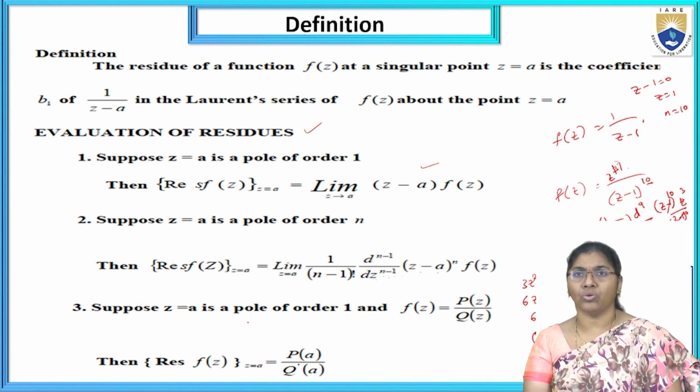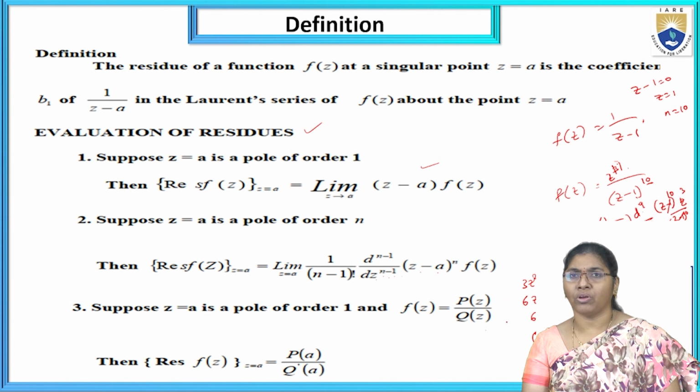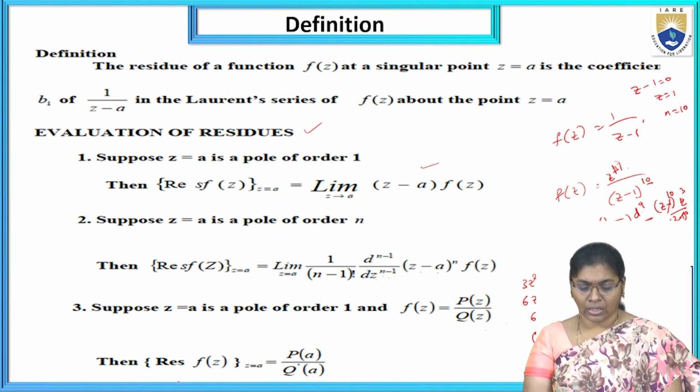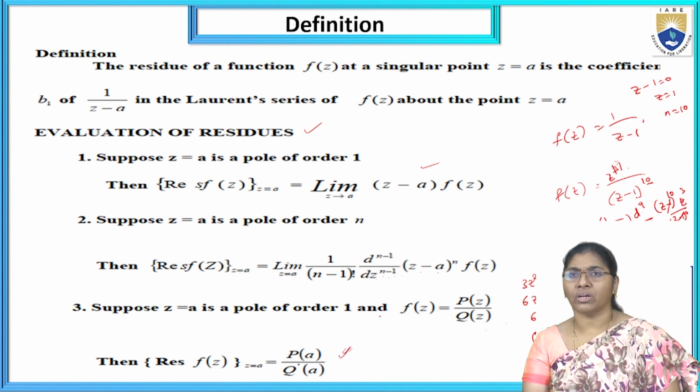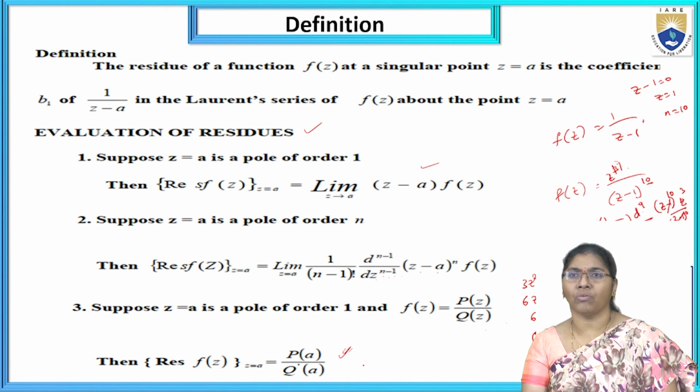Next, suppose z equal to a is a pole of order 1 and f of z equal to p of z by q of z. Now p of z by q of z is defined. Then the residue of f of z at z equal to a is p of a by q dash of a. P of a by q of a is another function there. This is derived by using L'Hospital rule. We are solving like this.